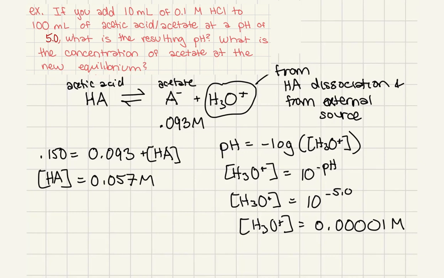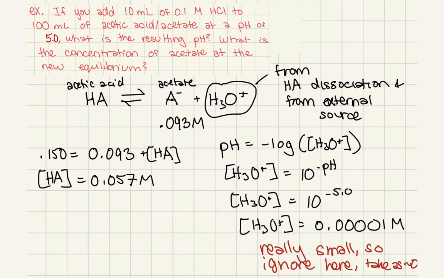Okay, so now we have these in terms of molarity. Now let's compare how much H3O plus we have compared to how much of the acid and the conjugate base we have. We can see that we have several orders of magnitude less H3O plus, so we're going to ignore it. It's really small, so we're just going to take it as about 0, and we're going to use this in our ice table.